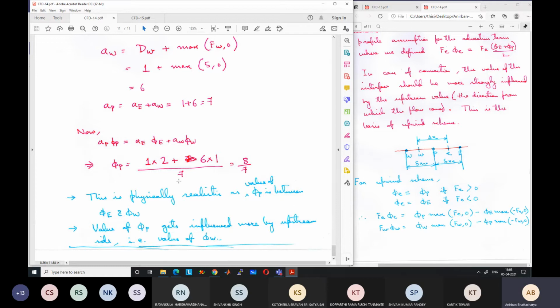So this is summarized here. This is physically realistic as the value of phi P is between phi E and phi W. And the second point which we have just discussed is that the value of phi P gets influenced more by the upstream side, which in this case is phi W, because the flow is positive along the x direction. Any questions? Is this clear to everyone or not clear?